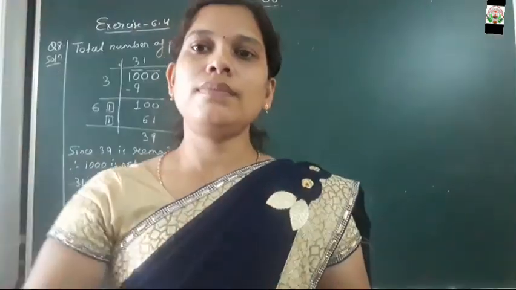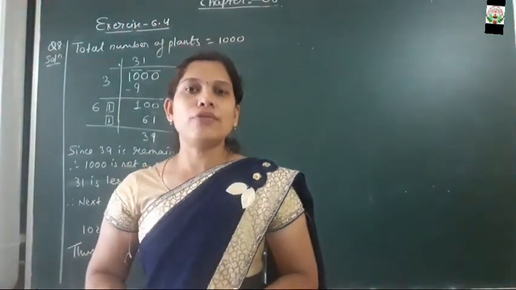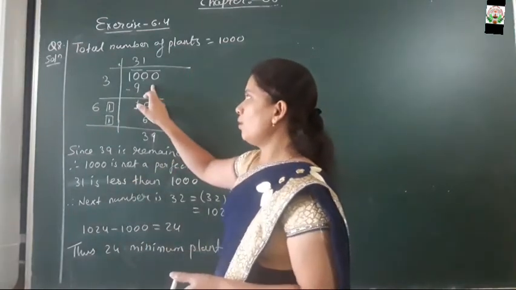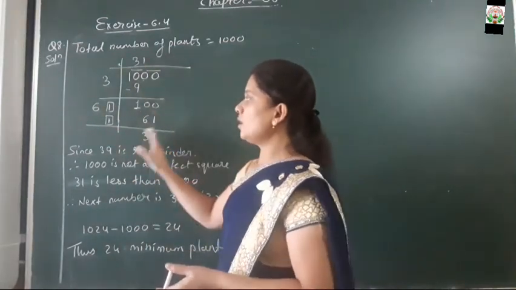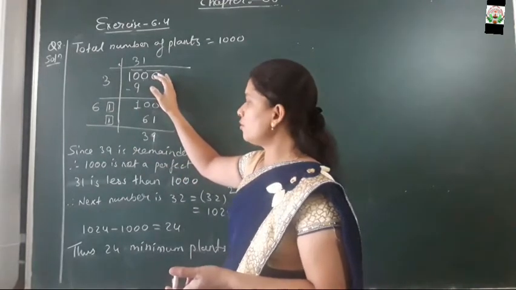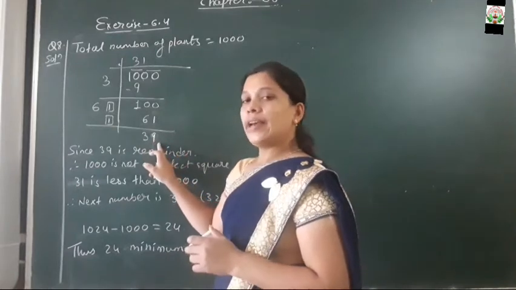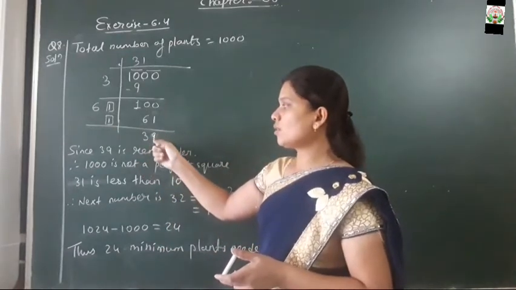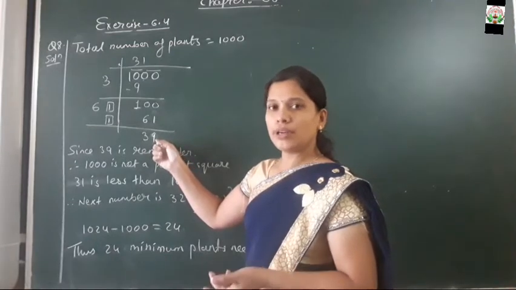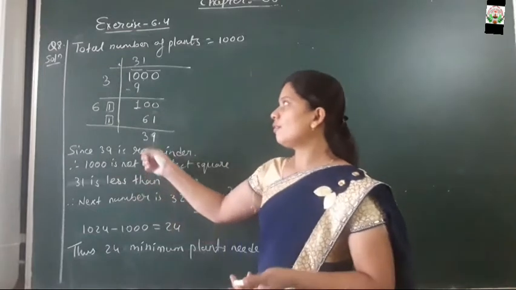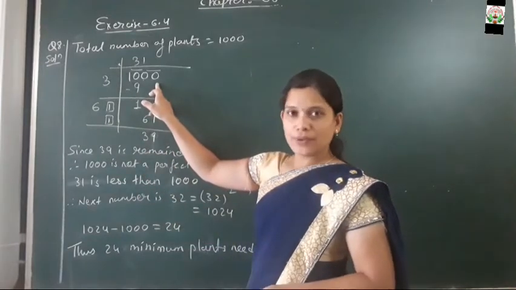Okay. Now as I told you, you have to find it by the long division method. Here we proceed with the long division method. Many times I have explained to you how to do the long division method, so here I am moving directly towards the last part of the long division method, that is 39. So while solving by the long division method, the remainder we get is 39, isn't it? Since 39 is the remainder, therefore 10,000 is not a perfect square.